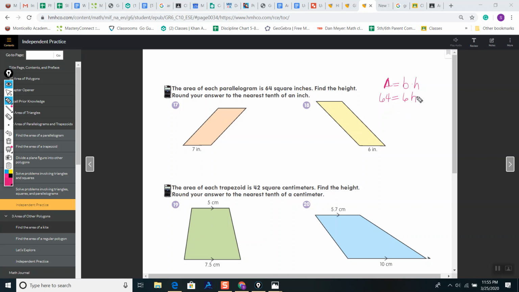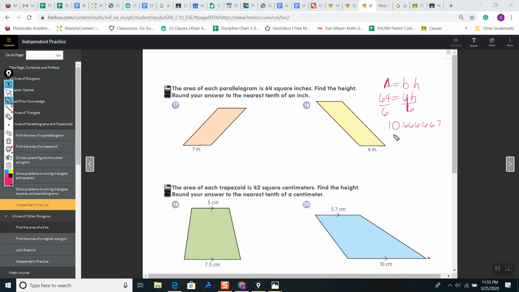So then I need to isolate this h. I'm trying to solve for h. So I'm going to divide by 6. So this becomes a 1. And 64 divided by 6, if I do it on my calculator, I get 10.666666, and then eventually turns into a 7 because it ran out of room.